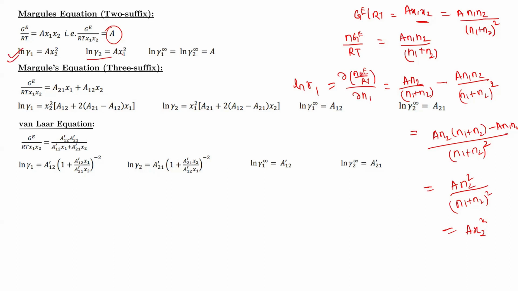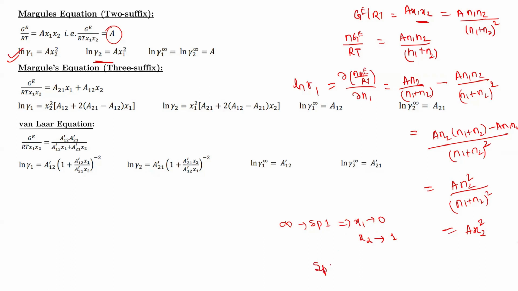And similarly, the ln gamma 2 is also given by A x1 square. Okay. Now, what is ln gamma 1 infinity? Gamma 1 at infinite dilution, which means infinite dilution for species 1 implies x1 tends to 0 and x2 tends to 1.